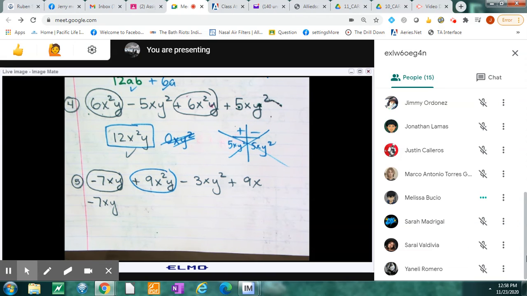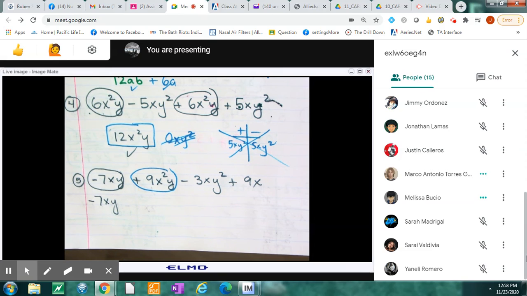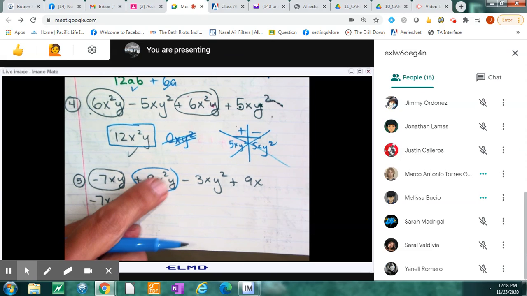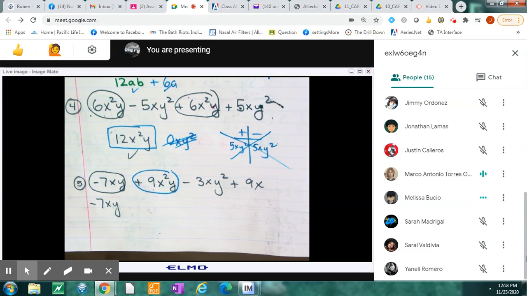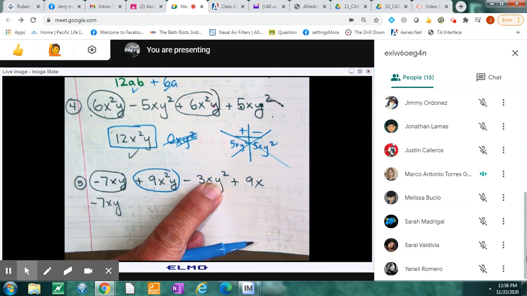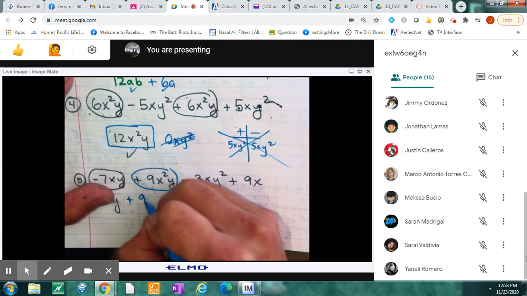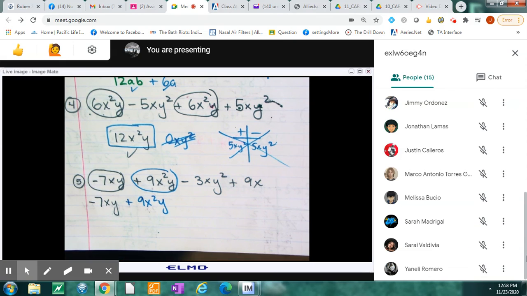Who said that? Yeah, Marco Antonio. What do we do with 9x squared y? What am I going to match it with? Remember, we want x squared y. So is that the same as this one? So what are you going to do? There you go. Come on, guys. Drop it down. All you got to do is drop it down.